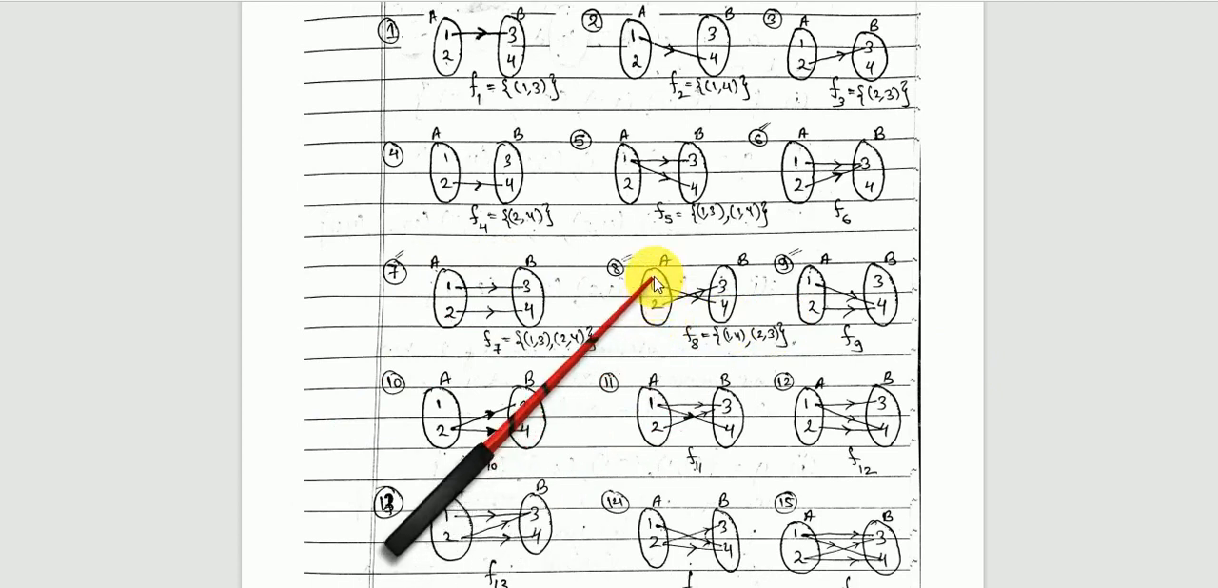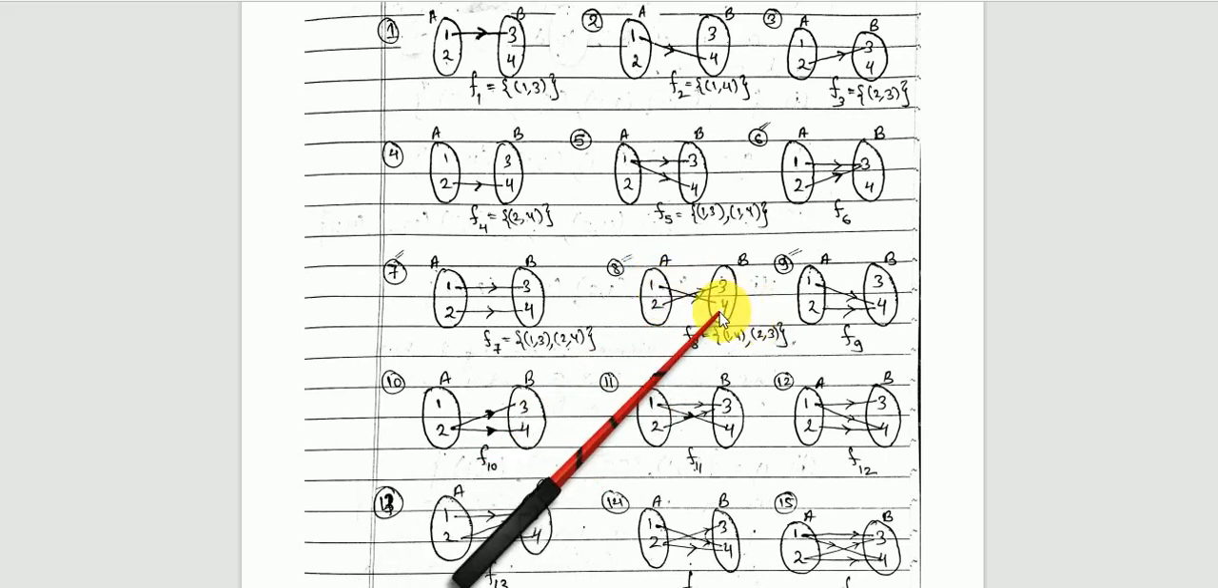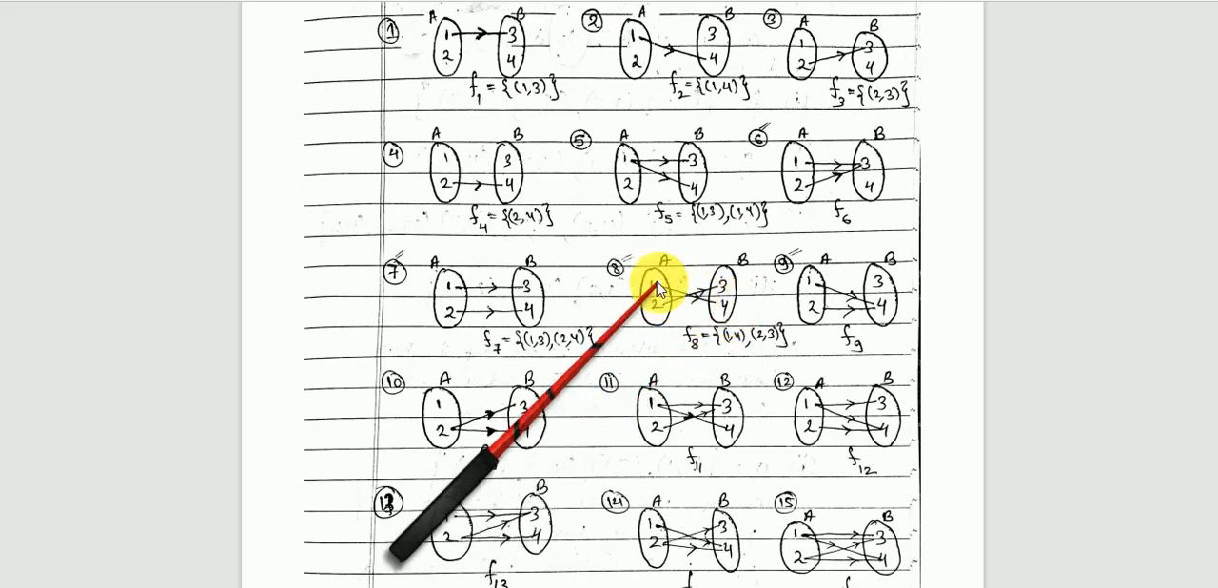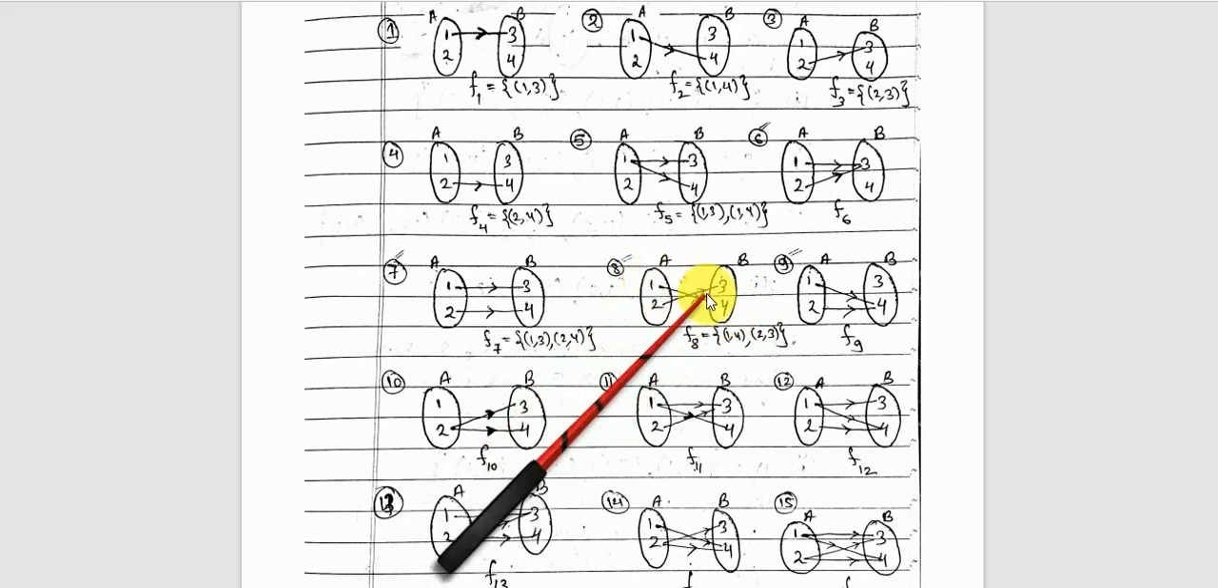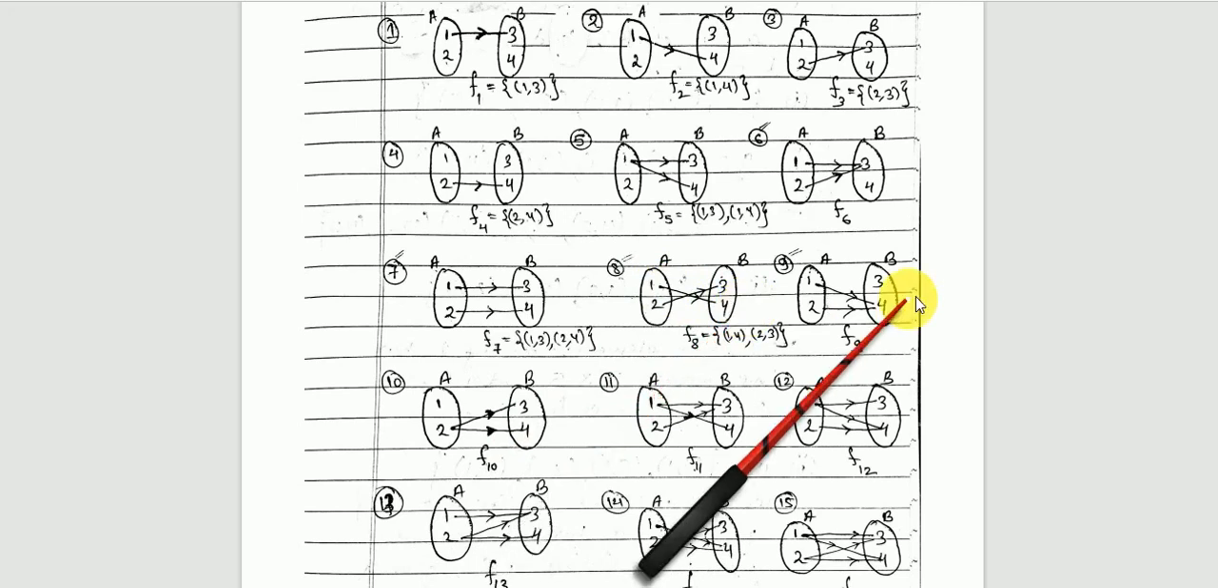Next, here you can see each element of set A has a unique correspondence. Yes, so 1 is related to 4 and 1 is related to only 4, no other element. And 2 is related to 3 and no other element of set B. So again this is a function.